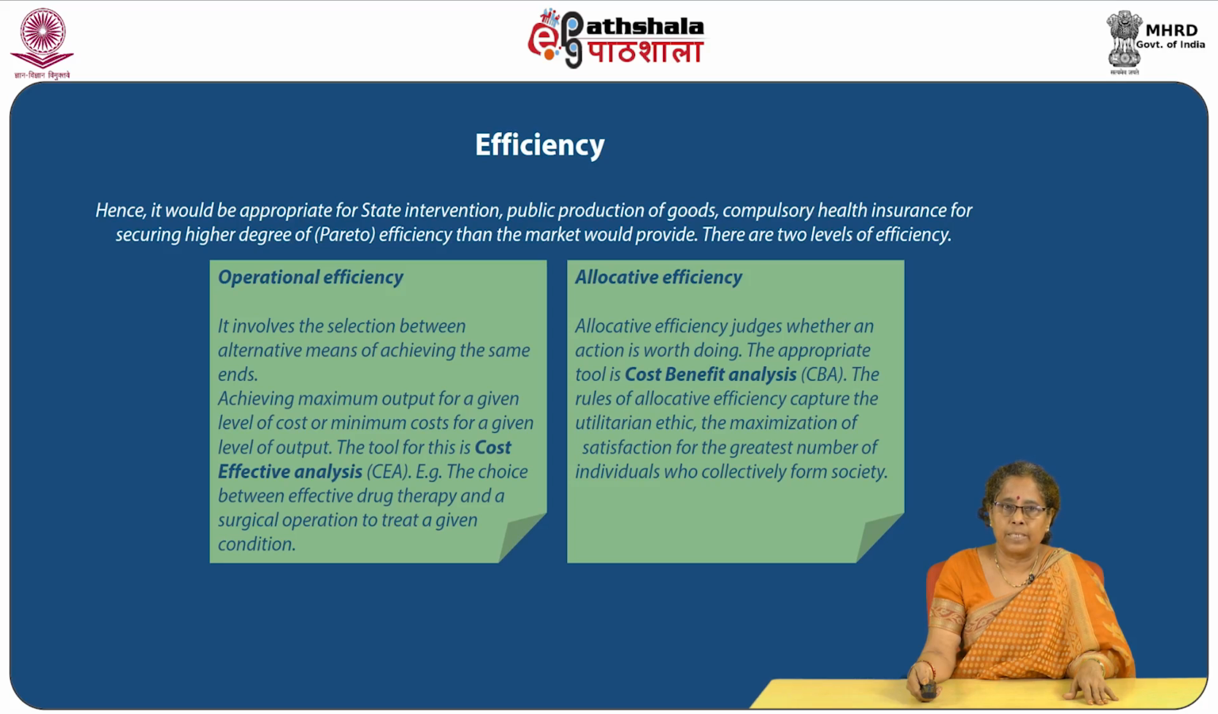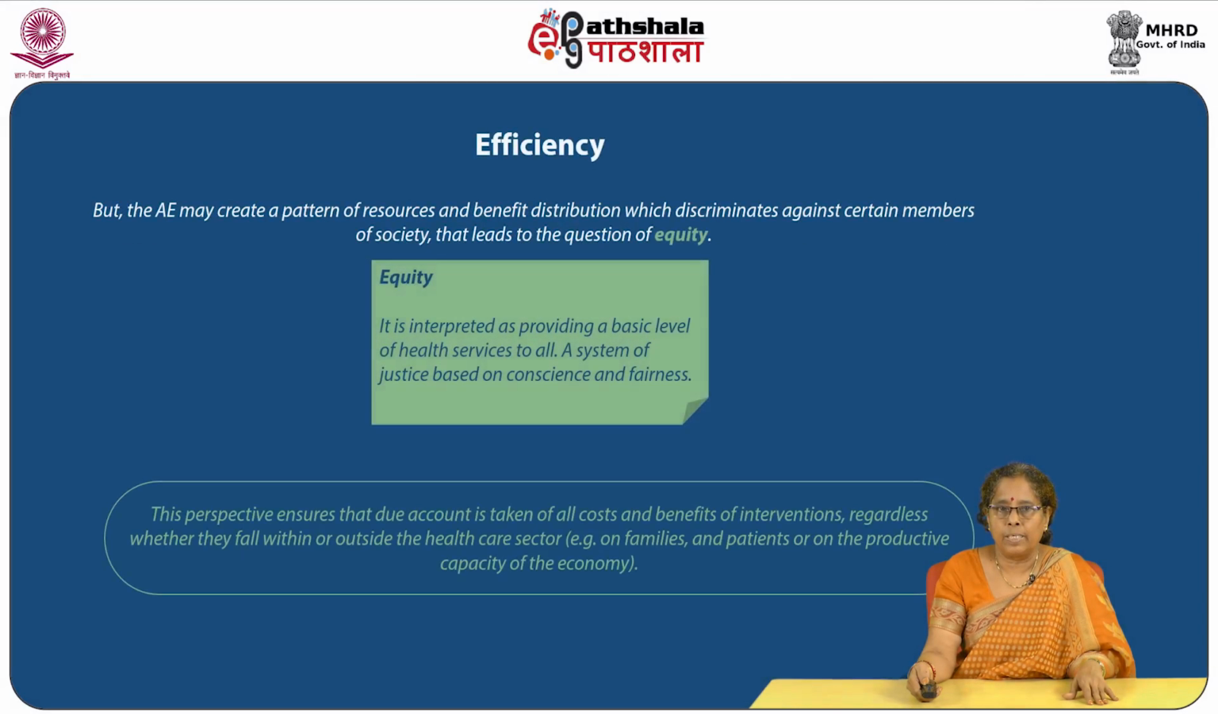The second type of efficiency is allocative efficiency. Allocative efficiency judges whether the action is worth doing. The appropriate tool is cost benefit analysis. The rule of allocative efficiency captures the utilitarian ethic, the maximization of satisfaction for the greatest number of individuals who collectively form society. But allocative efficiency may create a pattern of resource and benefit distribution which discriminates against certain members of society, and that leads to the question of equity.